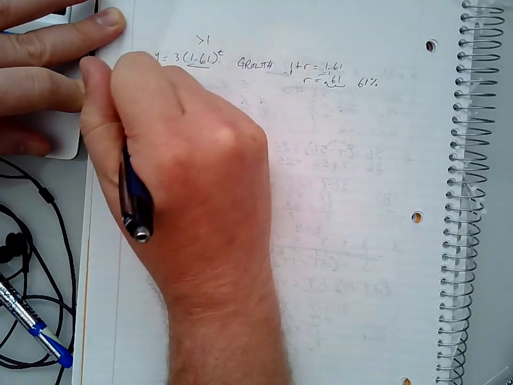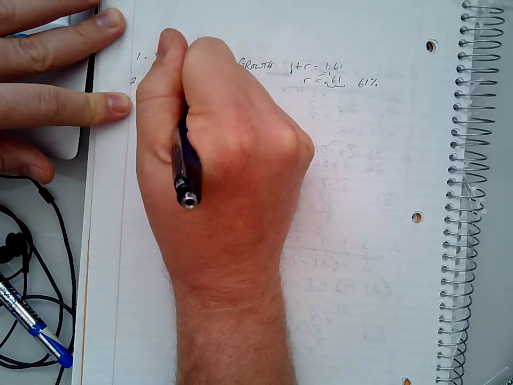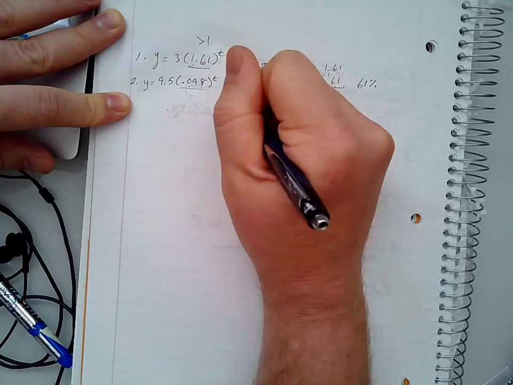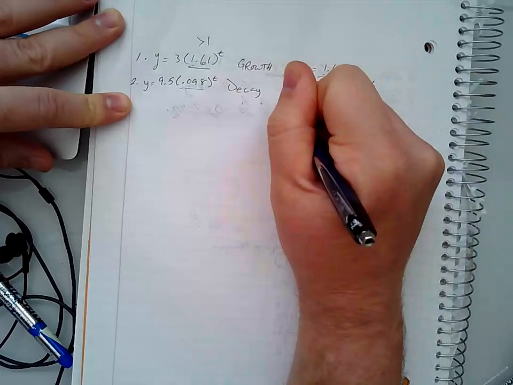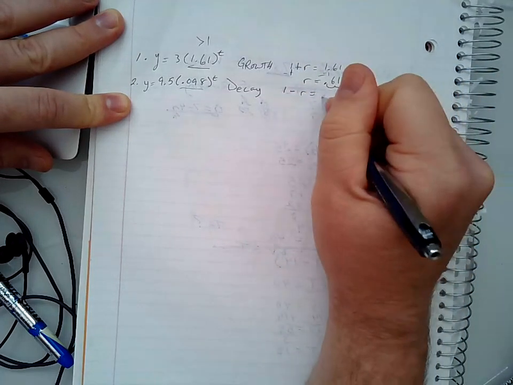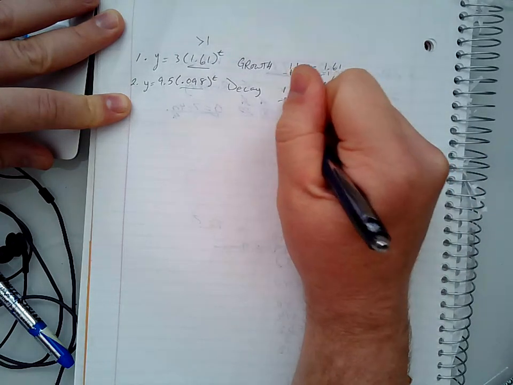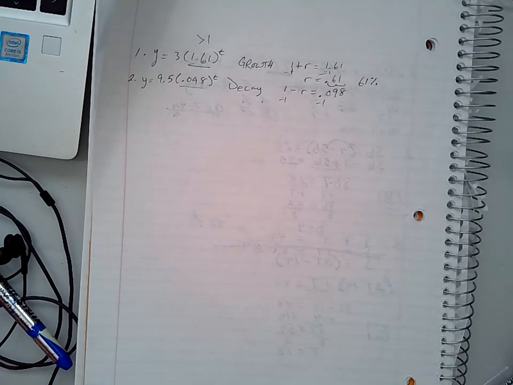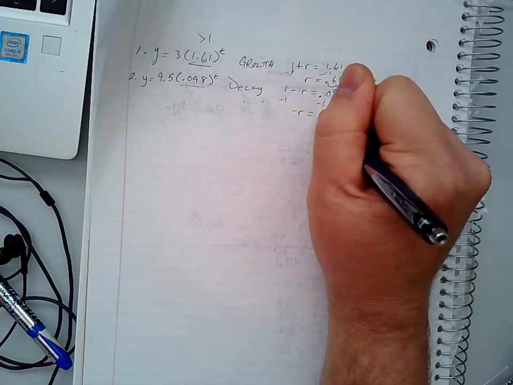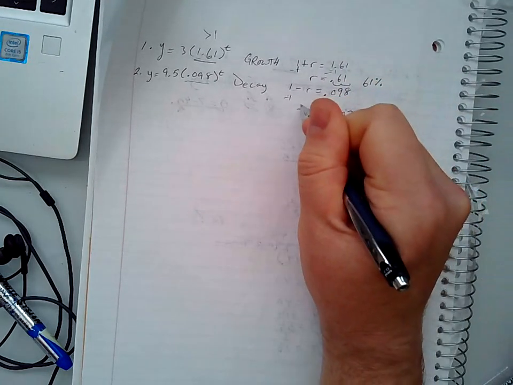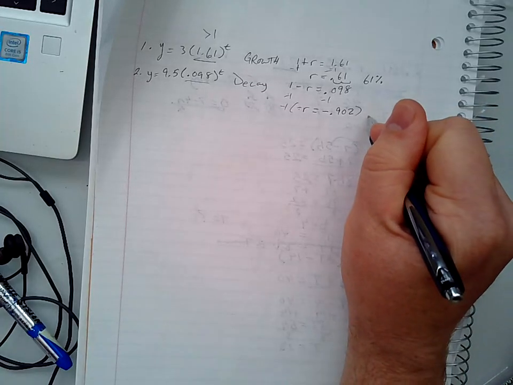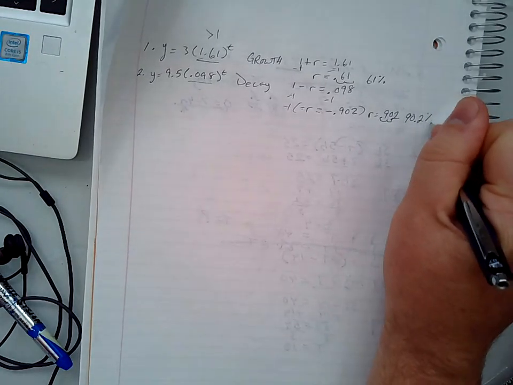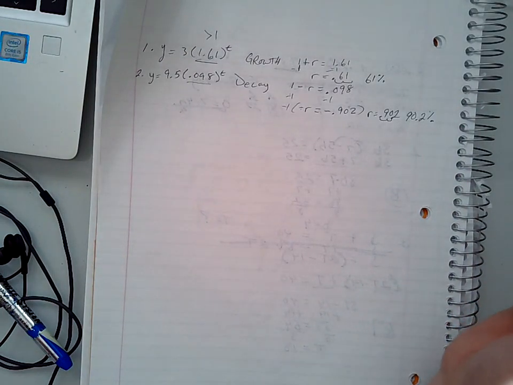Pretty simple, huh? Number 2 says y is equal to 9.5 times 0.098 to the power of t. That is definitely less than 1, so that is definitely decay. And then we're going to say 1 minus r. This is a little bit more time consuming, but 1 minus r equals 0.098. We subtract 1 on both sides, and then 0.098 minus 1 gives us negative r equals negative 0.902. We multiply this whole thing by negative 1 to get rid of the negative, and we get r equals 0.902. We move that decimal place over twice and we get 90.2%. If something is decaying by 90.2%, get away.